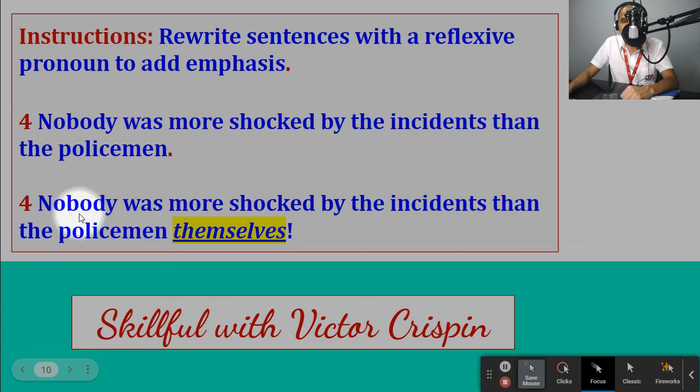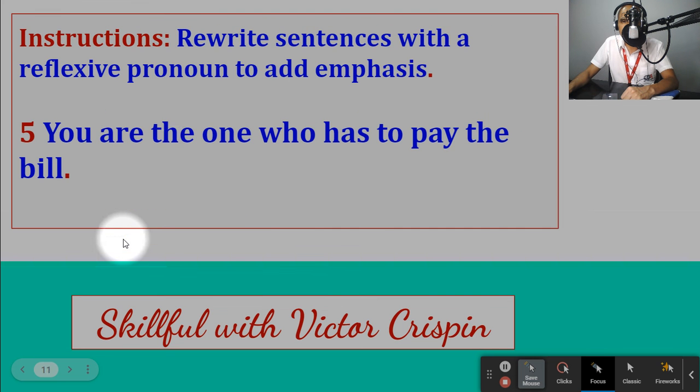Here it says, nobody was more shocked by the incidents than the policemen themselves. In this case, I have to use this reflexive pronoun because here I am talking about the policemen, in the plural form. That's why I have to use themselves. Let's continue with number 5.